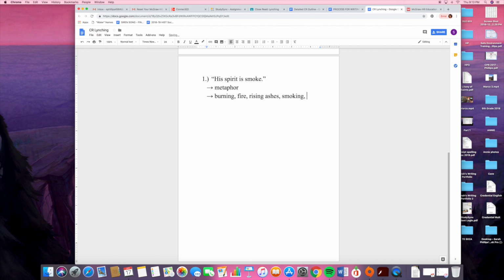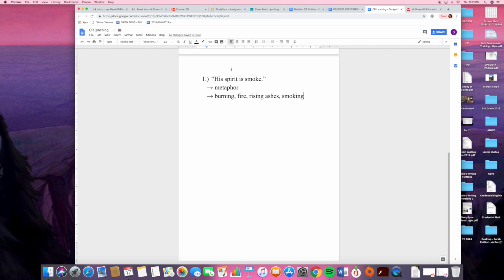Nothing is a bad idea. Nothing's worth throwing away. What else does it make you think of? Did you say something different than that? Add whatever else you wrote down here. I'm going to erase this because it looks weird, but you're just going to add that in mentally. These are the images that you think of when you think of the word smoke.